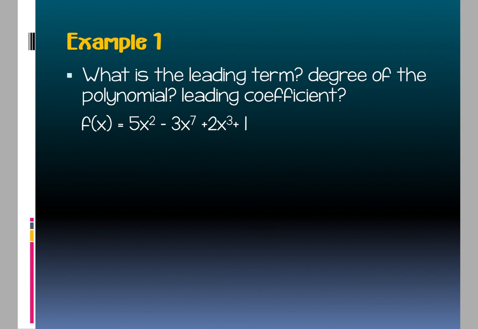Example 1 literally says, what's the leading term, what's the degree of the polynomial, and what's the leading coefficient? So 3 parts here. The very first thing you have to do is find the one with the highest exponent. You can reorder this, but you don't need to yet. The one with the highest exponent is negative 3x to the 7th. That is your leading term. What is the degree of the polynomial? 7, highest exponent. And what is the leading coefficient? Negative 3. The sign goes with it. So it's the number on the front of the one with the highest exponent.